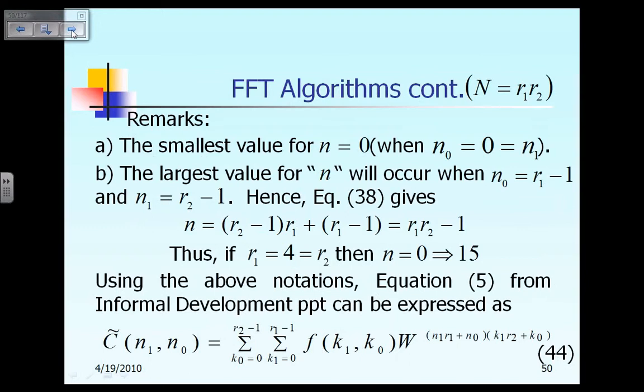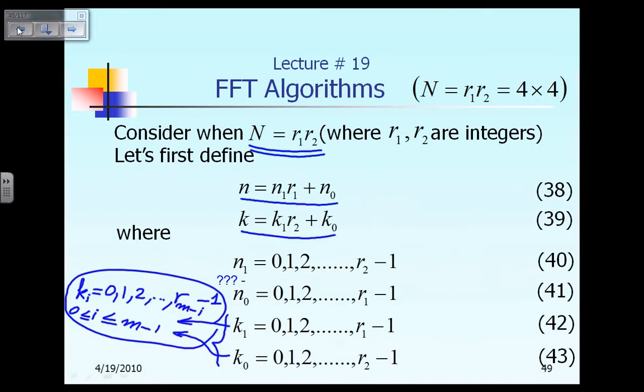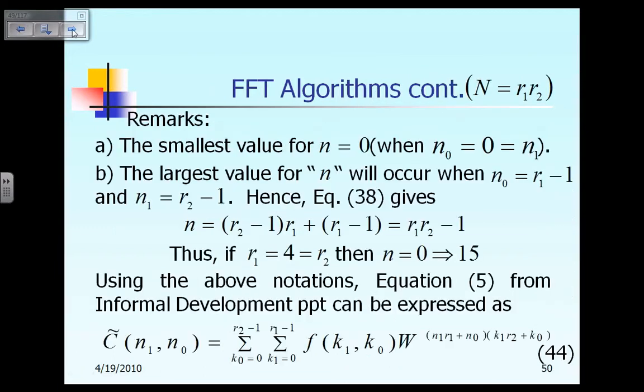For example, the smallest value for N could be 0. Okay, and that value of N equal to 0 corresponds to N0 equal to 0 and N1 equal to 0. Because if you substitute N0 equal to 0 and N1 equal to 0 back into the previous formula for N, you can see very clearly equation 38 will give N equal to 0. So that is the smallest value N can have. On the other hand, the biggest value that N can have will occur when N0 is equal to R1 minus 1 and N1 equal to R2 minus 1.